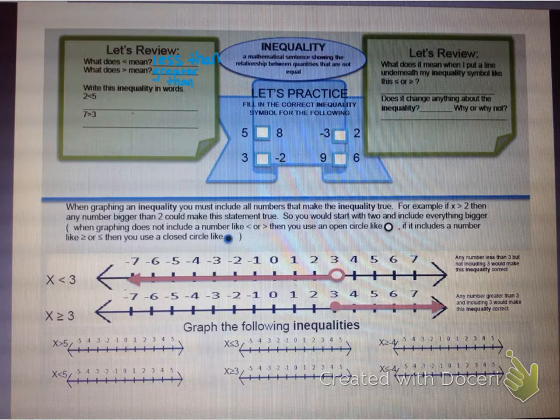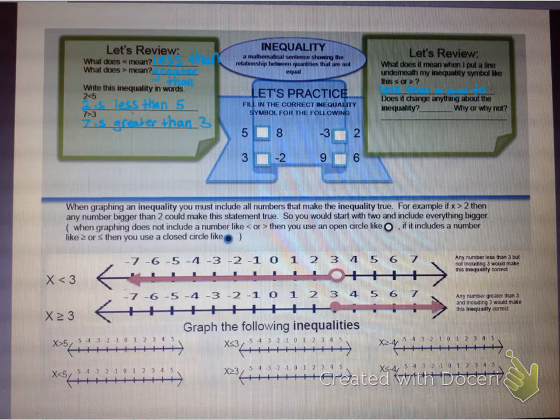Right below that, we're going to start writing inequalities in words. And that first one is 2 is less than 5. And the one under that is 7 is greater than 3. So just got to remember what those signs look like and what they mean.